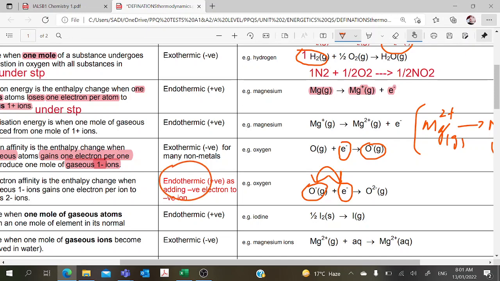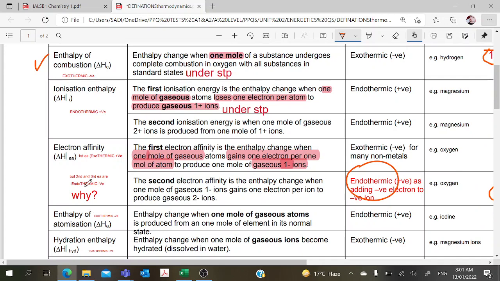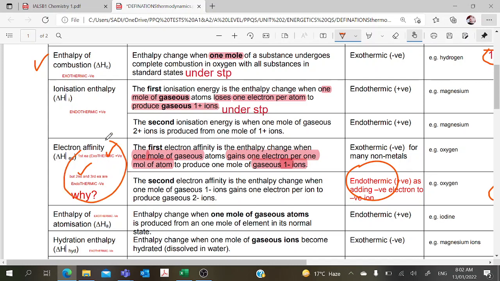So there will be a question about it. Why is the first electron affinity exothermic, but the second one is endothermic? Okay. Why is the first electron affinity exothermic, while the second and third and the fourth ones are endothermic? This is the question.